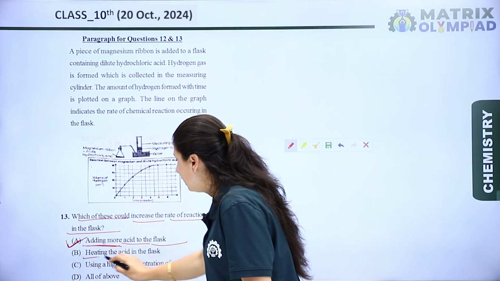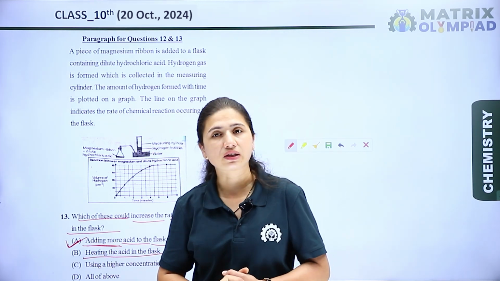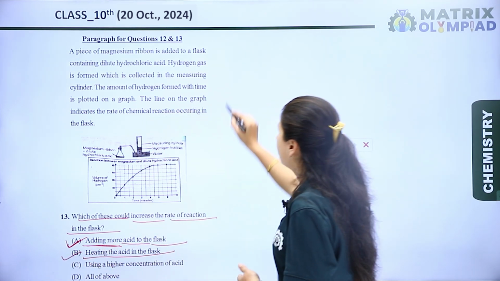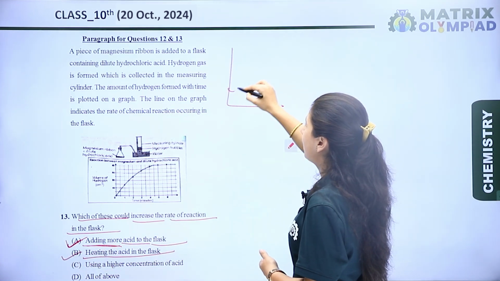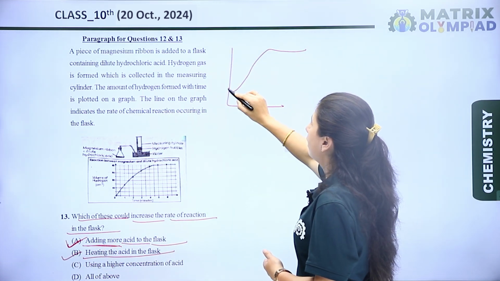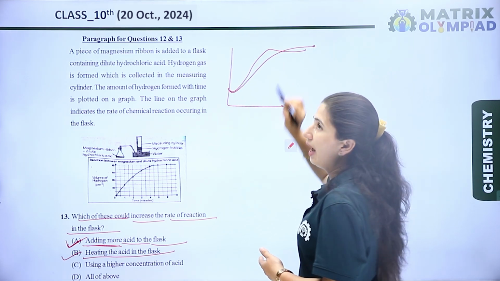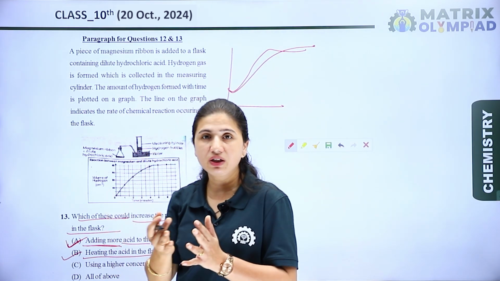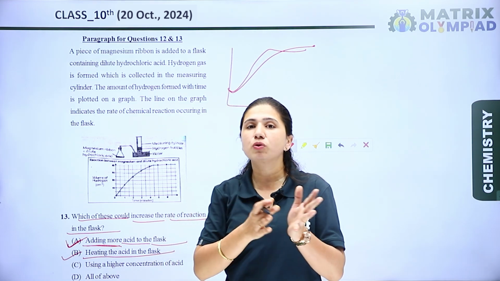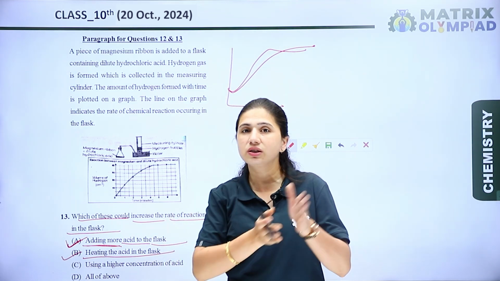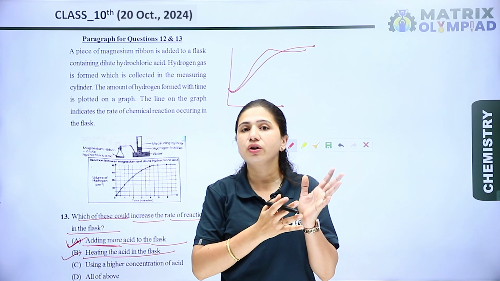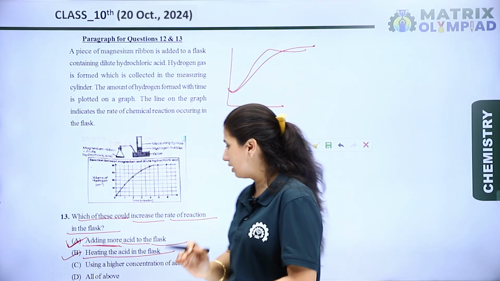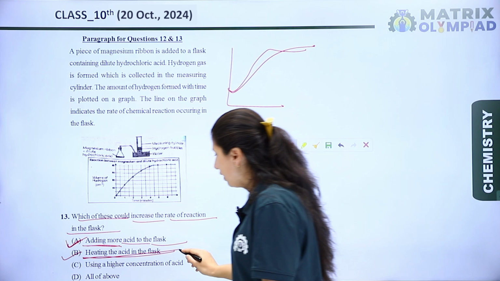Next is heating the acid in the flask. Yes, it is also a true statement, because if we increase the temperature, then the activation energy will be decreased and the reaction becomes very fast. Temperature is directly proportional to the rate of reaction. If we increase the temperature, the kinetic energy of the molecules increases and the rate of reaction also increases. So the second is also a right option.